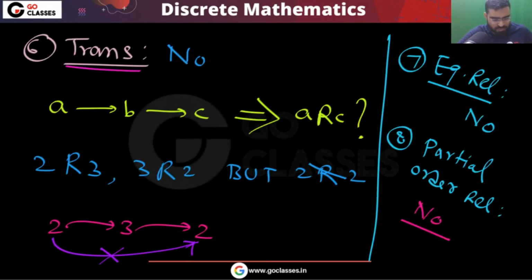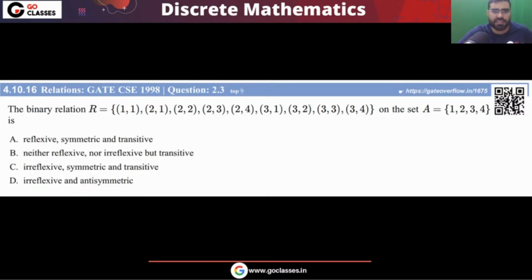Now let's move on. This is a GATE Computer Science 1998 question. Can you solve it? A binary relation is given to you. First of all, what does binary relation mean? Binary relation simply means a relation between two elements. You have one element alpha, another element beta. These two elements can be the same or different. But the point is that a binary relation means a relation between two elements.